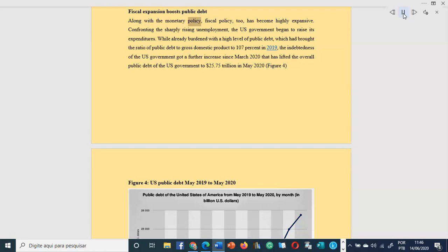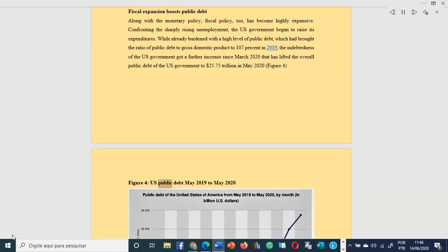Fiscal expansion boosts public debt. Along with the monetary policy, fiscal policy, too, has become highly expansive. Confronting the sharply rising unemployment, the U.S. government began to raise its expenditures. While already burdened with a high level of public debt, which had brought the ratio of public debt to gross domestic product to 107% in 2019, the indebtedness of the U.S. government got a further increase since March 2020 that has lifted the overall public debt of the U.S. government to $25.75 trillion in May 2020, Figure 4.